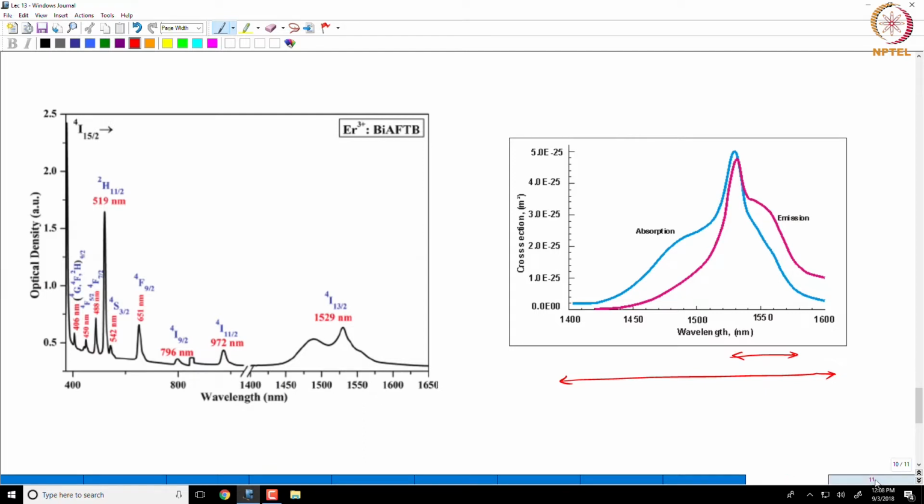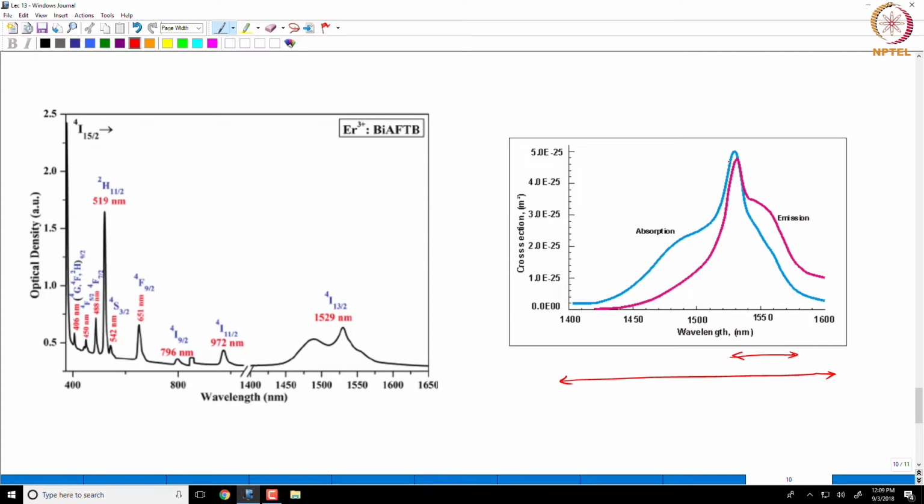But as of now we assume that sigma A and sigma E are equal, which is probably happening as far as this graph is concerned for a particular wavelength at maybe around 1530 or so. So that is one thing to keep in mind. Like I said, we will go into a little more detail later in today's lecture.